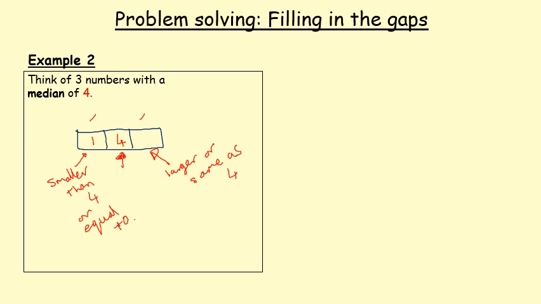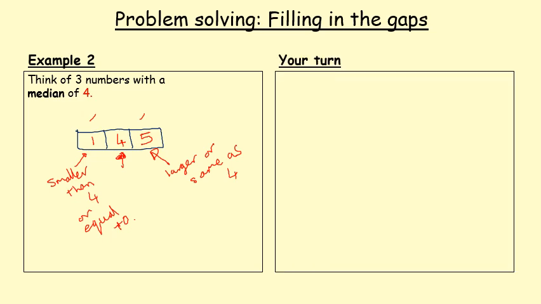And this number in the end has to be larger or the same as 4 for that median to remain 4, so I'm just going to pick 5 there. Again, there are infinite numbers that are greater than 4, so you might have very different answers to me. Okay, so please have a go at this question on the right, just pause the video now.